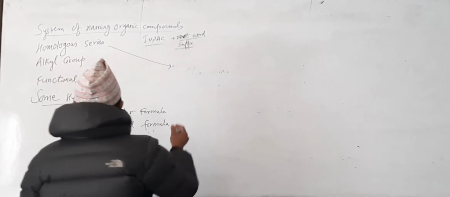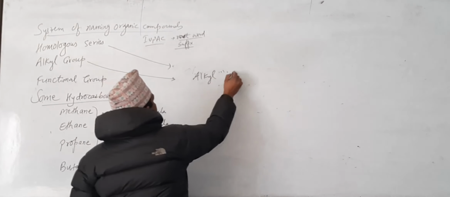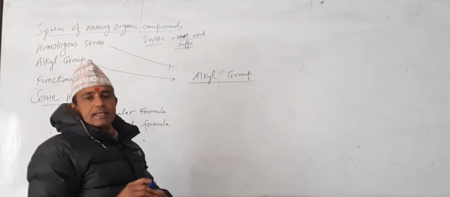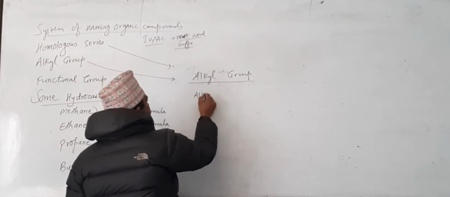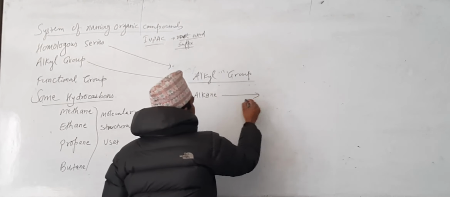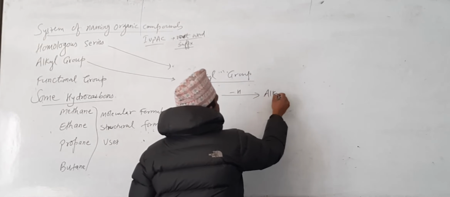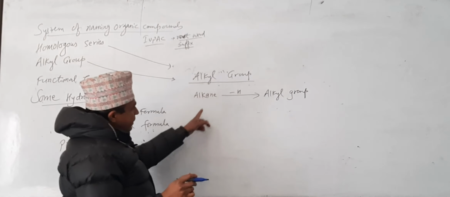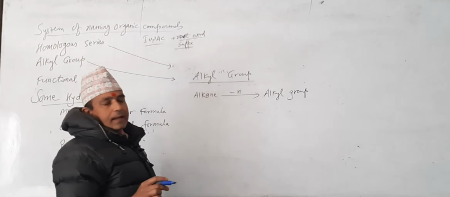Alkyl group. Okay, students, now look here. I am going to explain about alkyl group. Do you know what is alkyl group? See here. Here is alkane. If one hydrogen is removed from alkane, then we get alkyl group. From alkane, if one hydrogen is removed, then we get one radical that is called alkyl.